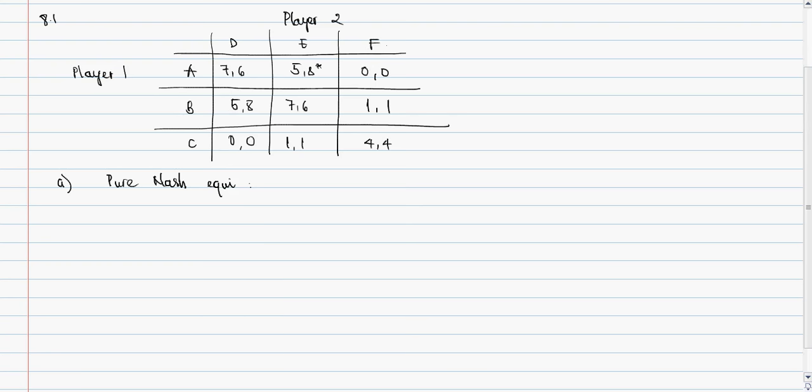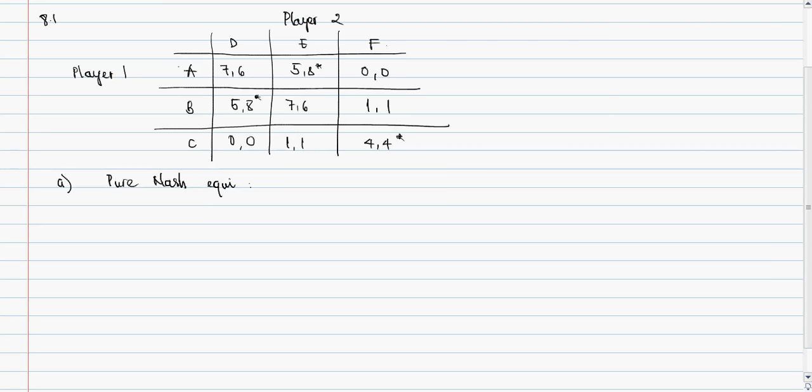Given that player 1 chooses B, what would be the best strategy for player 2? As you can see, strategy D gives player 2 a payoff of 8, which is the highest payoff, so that's the best strategy for player 2 given strategy B chosen by player 1. Similarly, if player 1 chooses C, F is the best strategy for player 2. So we're done choosing the best strategy for player 2 given the strategy chosen by player 1. We're going to do it for player 1 now.